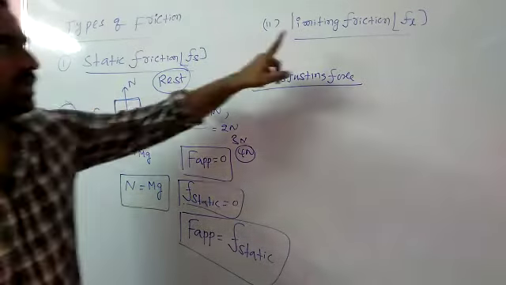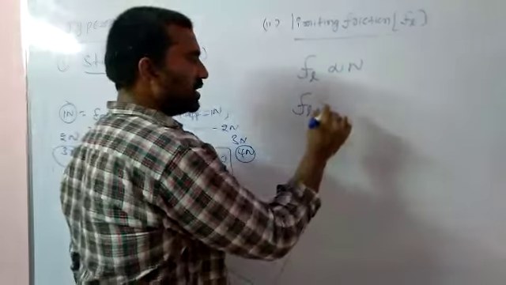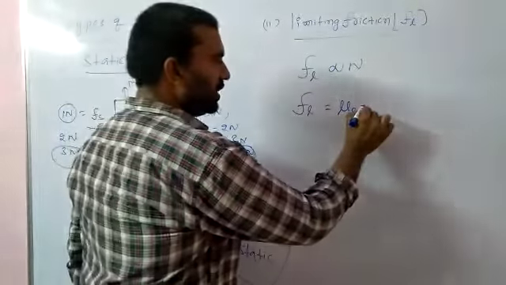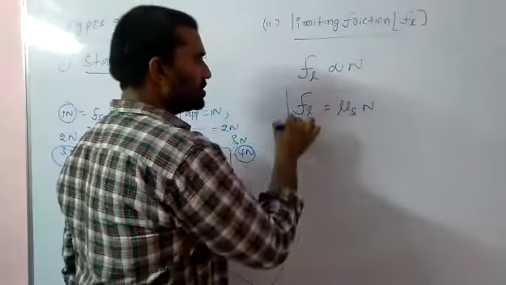Here, limiting friction is directly proportional to normal reaction. Therefore, limiting friction is equal to some constant. After proportionality, there is a constant. That constant value is mu s into N. Here, what is the N value? Here, N is equal to mg.